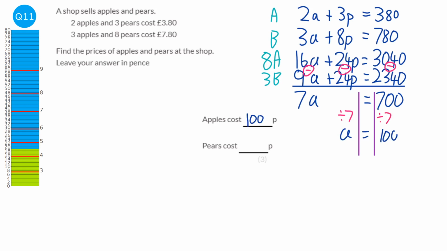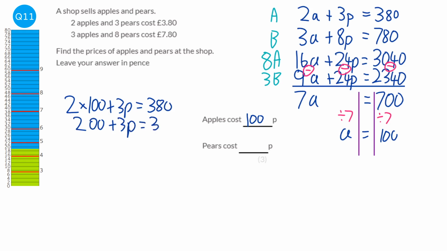We need to work out what pears cost. So I just need to pick one of the equations. I'm just going to pick this top one here, and I'm going to write out, instead of a, we know that a is a pound, or 100 pence. So 200 plus 3p is 380.